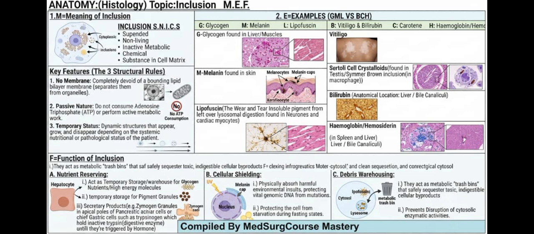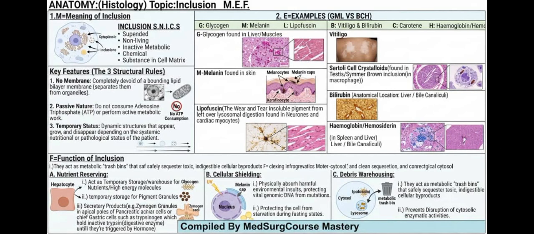See it now. Debris warehousing. That's the inclusion serving as a trash can for debris, metabolic debris, metabolic waste. Okay. Can we move on from there? All right.